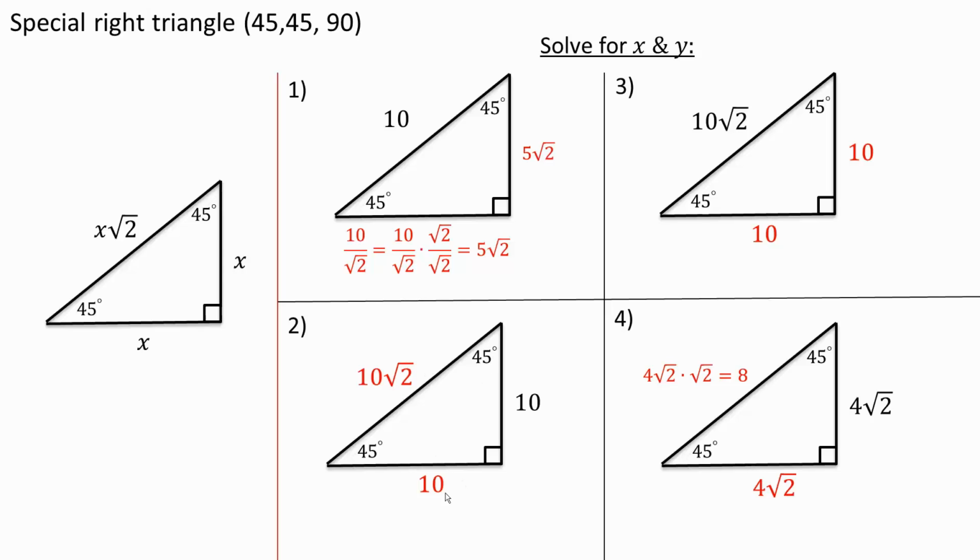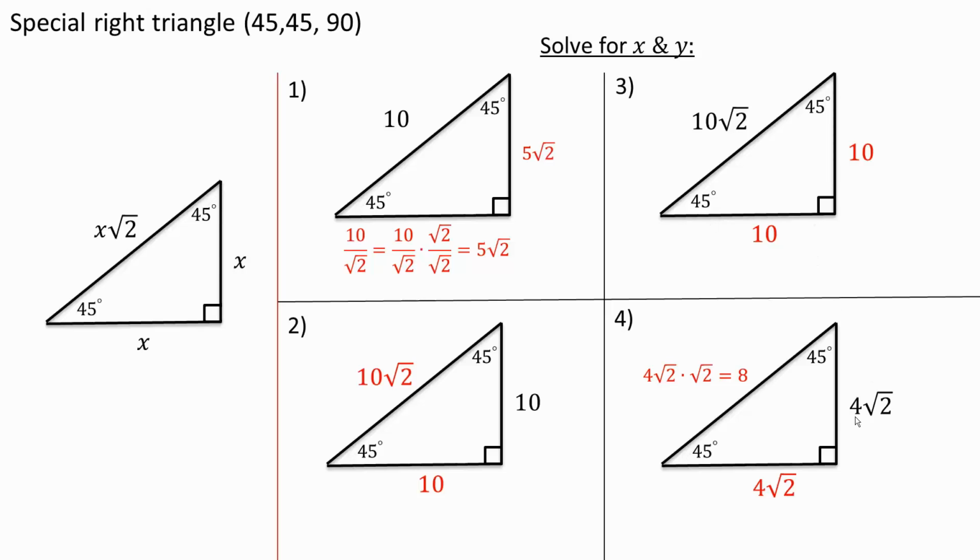Now, this problem, they gave us the side corresponding to 90 degrees, which was 10 times the square root of 2. And so if I want to solve for this and this, I just divide by the square root of 2. And so I would get 10, and I would get 10. And now for the last problem.